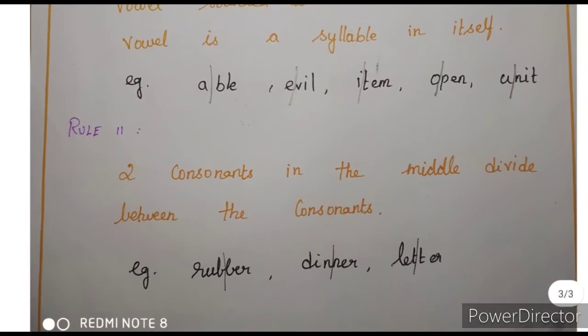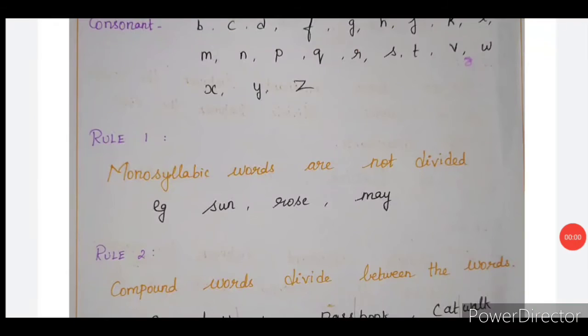Okay, children. So now let us see the last rule, that is rule 11. 2 consonants in the middle, divide between the consonants. So if we have 2 consonants in between, you can divide between the consonants. Okay. So rubber, dinner, letter. So if we have 2 consonants in the middle, divide between the consonants. Children, I hope you have understood the rules of consonants.